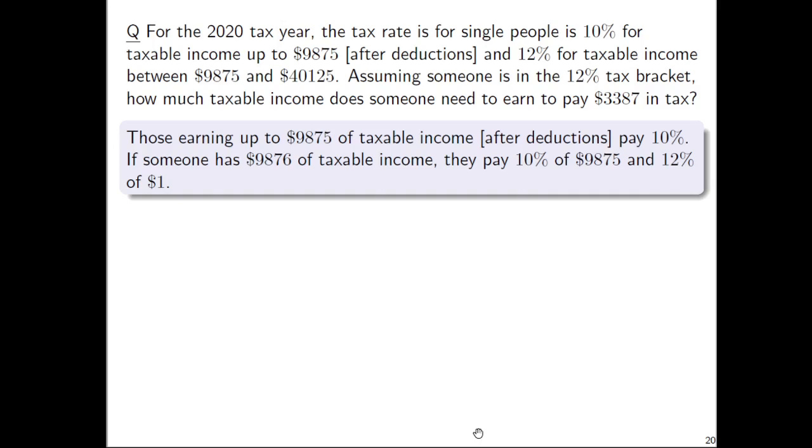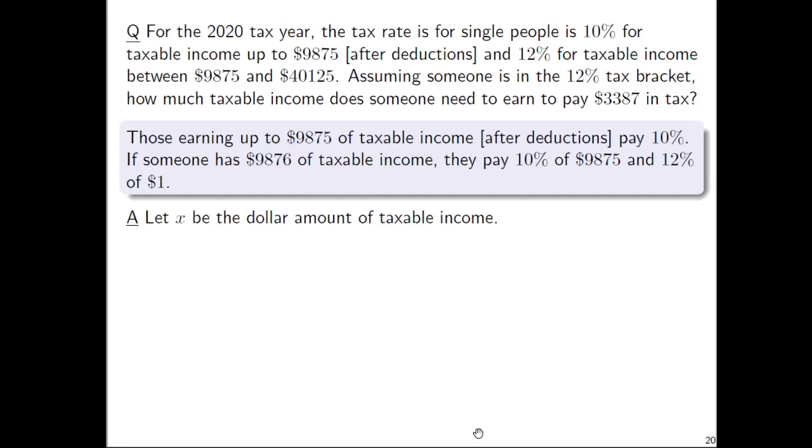If somebody has a dollar more than that of taxable income, so if somebody has $9,876 of taxable income, what actually happens if we pay attention to how tax rates really work in the US is that they'll pay 10% on the first $9,875, and then on that one extra dollar, they'll pay 12% tax on that $1.